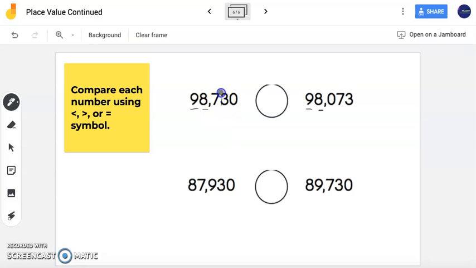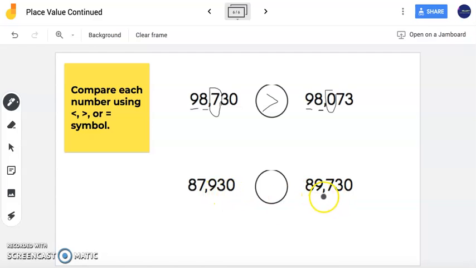But in my hundreds place, I'm going to circle that. I have a 7 here for 700 as the value. But here I have 0. So that's telling me 98,730 is greater than 98,073.